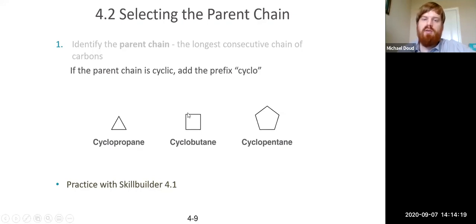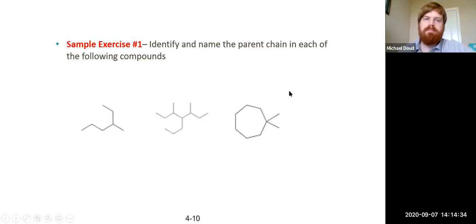Same here, 1, 2, 3, 4, that's butane. It's cyclic, so it's cyclobutane. Finally, 1, 2, 3, 4, 5, that's pentane. It's cyclic, so it's cyclopentane. So don't forget that. All right, so now let's go ahead and practice here.